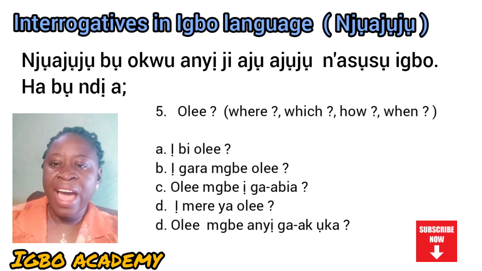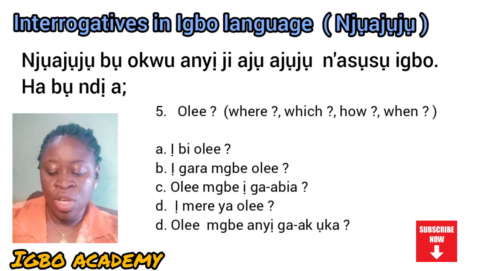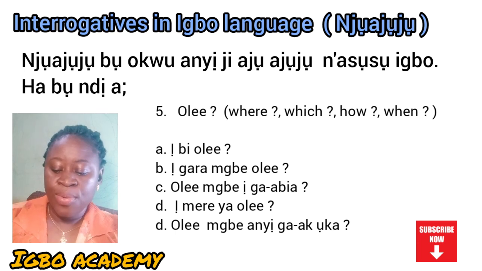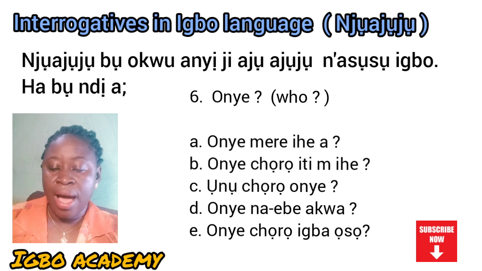Olee mgbe anyị ga-aka ụka? When are we going to have service? So that is the meaning. That is how you use olee in a sentence, to ask questions. This olee is different from ole. Ole is how much, how many. But this olee is where, which, how, and when.